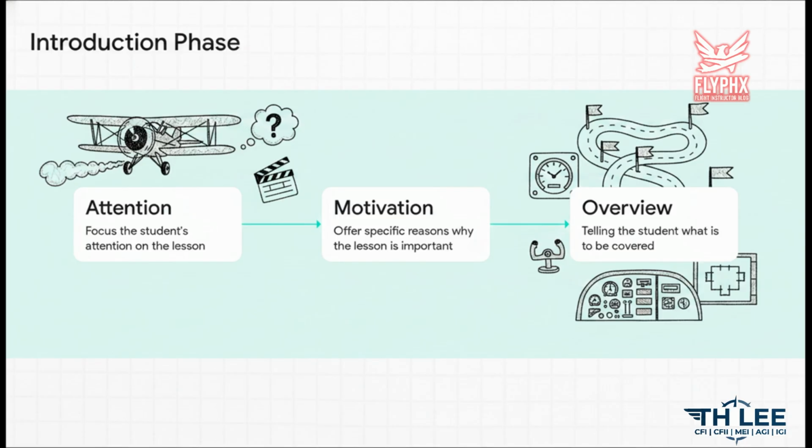First up is attention. You've got to grab them. You need to focus the student's mind right on the lesson. Maybe you tell a relevant aviation story or ask a really provocative question. Second is motivation. You have to give your students specific, tangible reasons why this lesson actually matters. Like, you might explain that mastering a maneuver like slow flight is absolutely essential for safe approaches and landings later on. And finally, overview. Just tell them exactly what's going to be covered so they have a clear mental roadmap for the day.